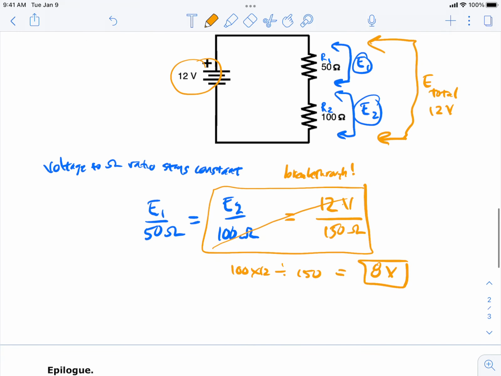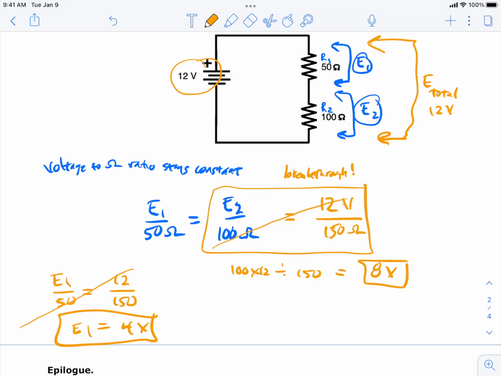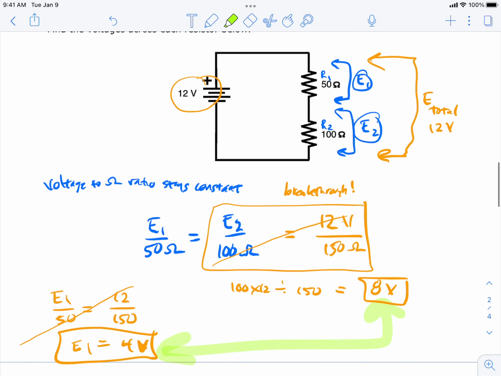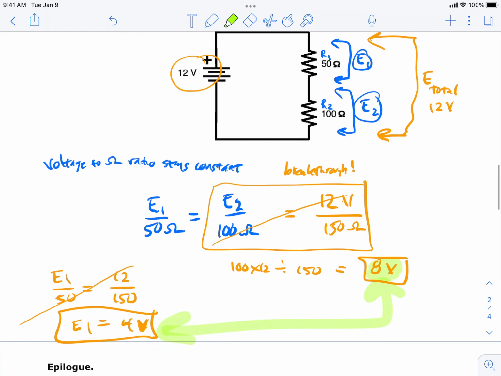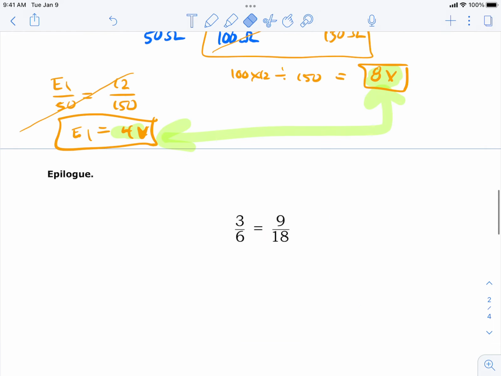And then if you want, you can do the same thing over here. You can say, well, E1 over 50 has to be the same as 12 volts over 150. And if you solve that one, rule of 3, 12 times 50 divided by 150, you're going to get exactly 4 volts. That's supposed to be a V. 4 volts. And of course you get 4 volts because these are supposed to add up to 12 volts. Remember, it's 12 volts for the whole thing. So if you got 8 volts there, you must have 4 volts there. That's the way series circuits work. Epilogue.